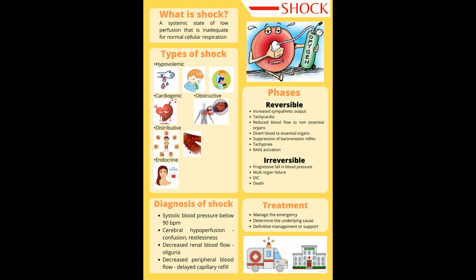How can we diagnose shock? There are several features and clinical signs which help us diagnose shock. Systolic blood pressure below 90 millimeters of mercury, cerebral hypoperfusion resulting in CNS symptoms like confusion and restlessness, decreased renal blood flow causing oliguria, and decreased peripheral blood flow which delays capillary refill.